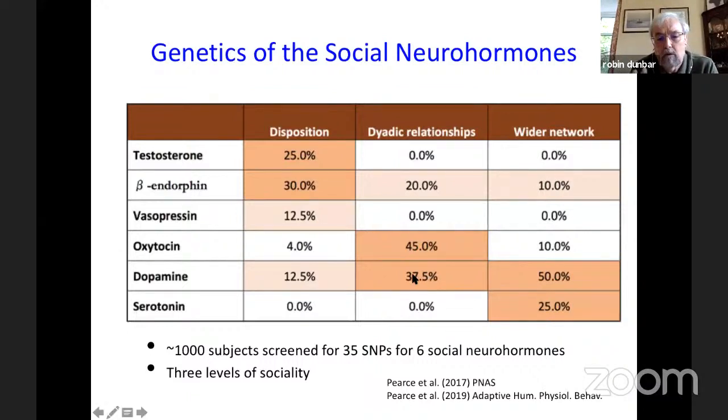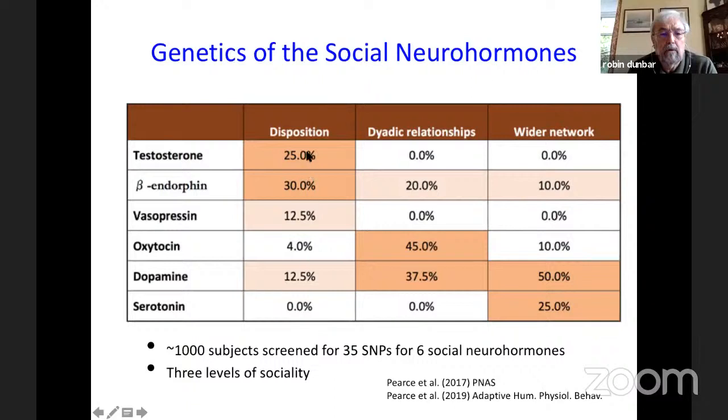This is a correlational study looking at which alleles of the receptors for these various neurohormones correlate with these three levels of behavior, if you like. And each of these levels, bear in mind, is based on two or more different measures averaged together appropriately.